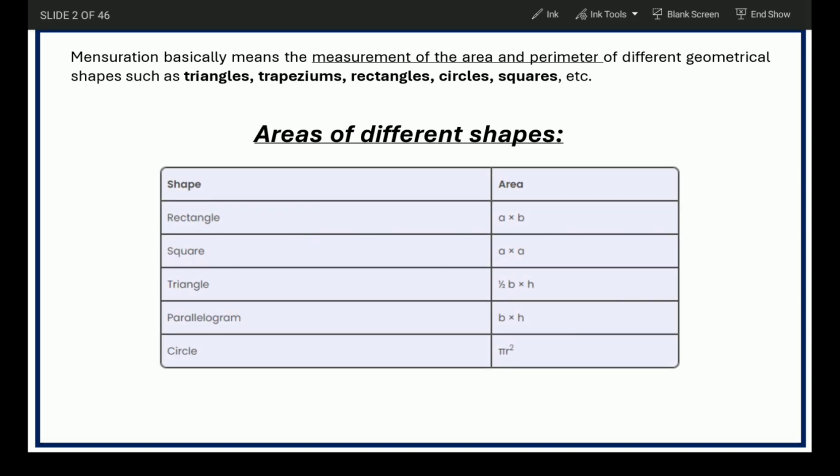Rectangle: A is L into B, or LB, where L is the length and B is the breadth. Square is A into A, or S square, where S is the side of the square. Triangle is 1 by 2 BH, whereas in 1 by 2 base into height. Parallelogram is base into height, BH. And circle is pi r square, where r represents radius.